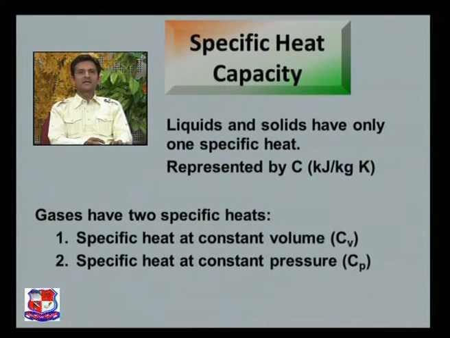And gases have two specific heats. For example air, nitrogen, oxygen, carbon dioxide or acetylene, all the gases have two types of specific heat. First is the specific heat at constant volume, represented by Cv, and second is specific heat at constant pressure, represented by Cp.